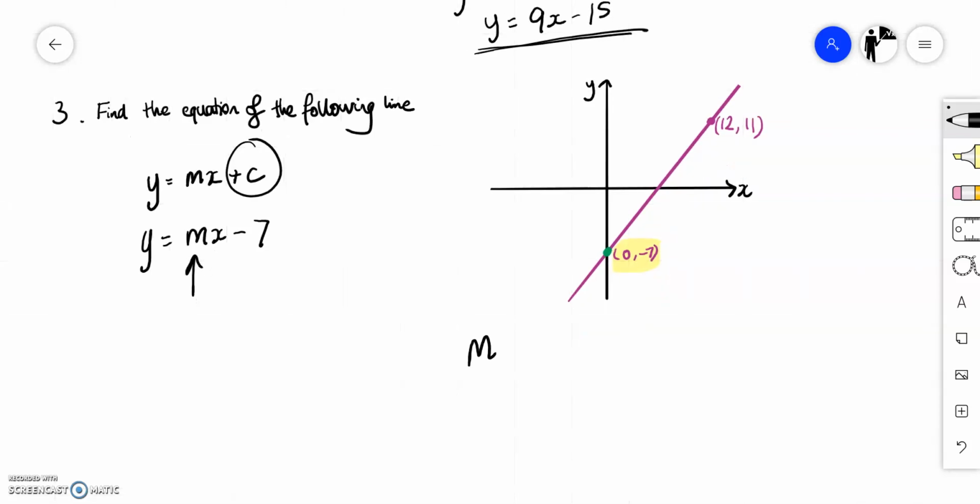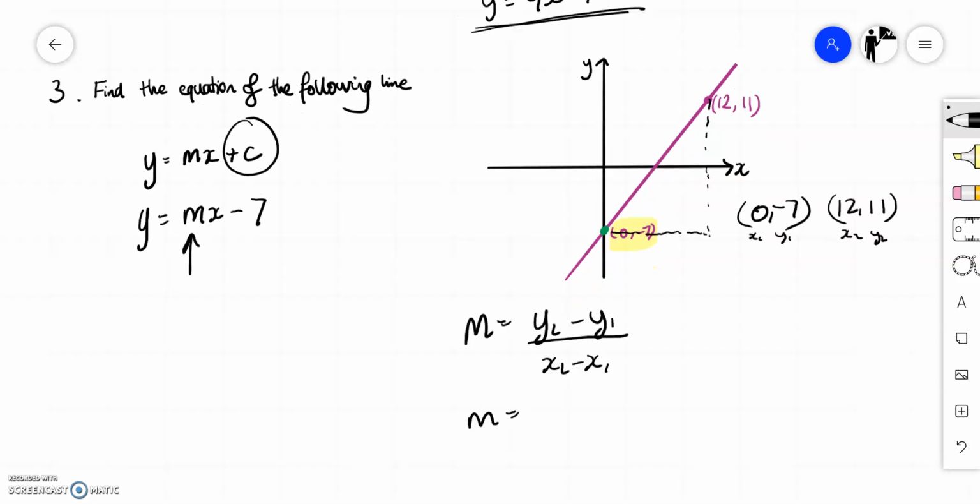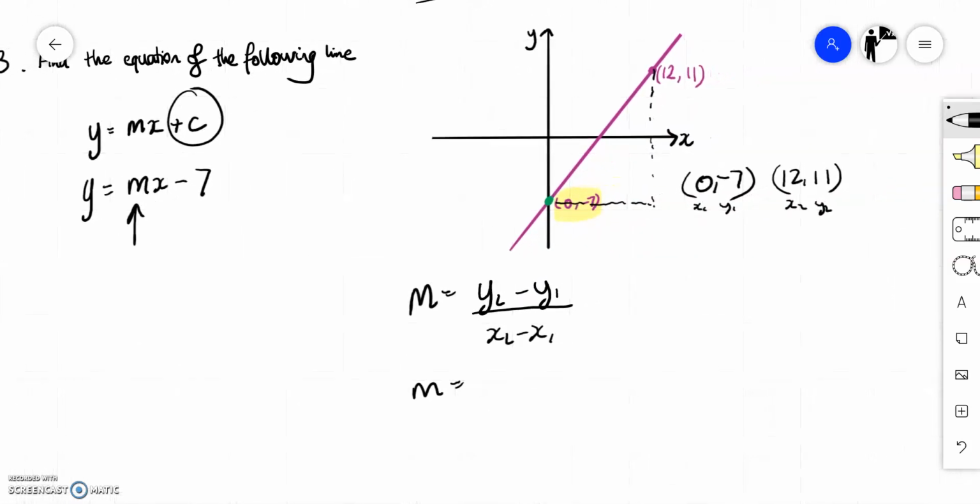To work out a gradient, that's going to be the difference of the y's, that's the vertical, over the difference of the x's, which is the horizontal. I'm just going to write this out a bit clearer: (0, -7) and (12, 11). So that's x1, y1, x2, y2. The difference of the y's is 11 subtract minus 7, because these points are 18 units apart. And the difference of the x's is 12, because this point here and this point here are 12 apart.